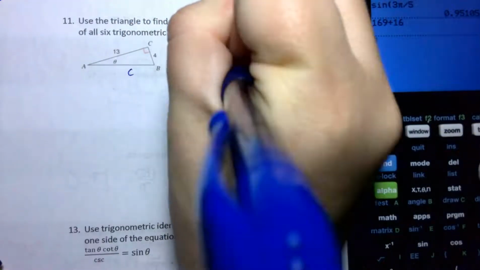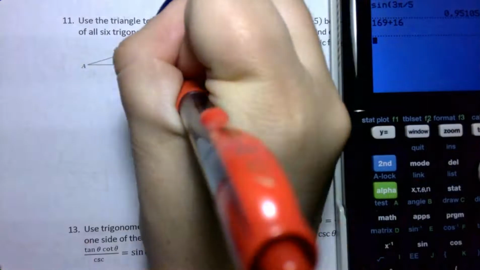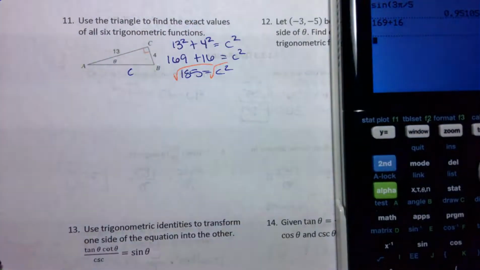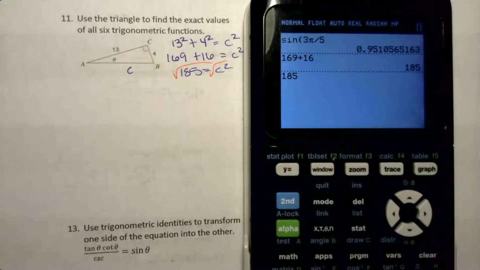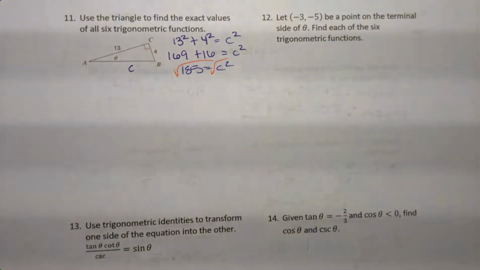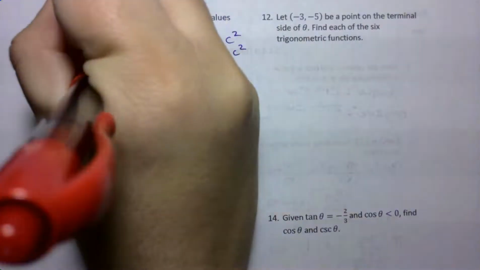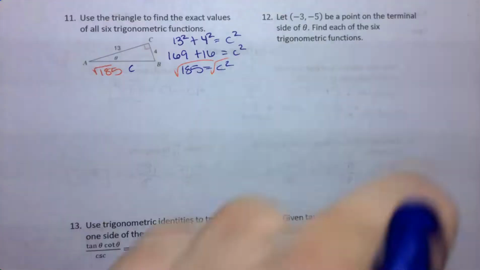And then I want to go ahead and take my square root. 185 is not a perfect square, so I want to see if I can simplify it. 185 divided by 5 is 37. 37 is prime, so this cannot simplify any further. So from now on, I'm going to be using the square root of 185 for my hypotenuse.